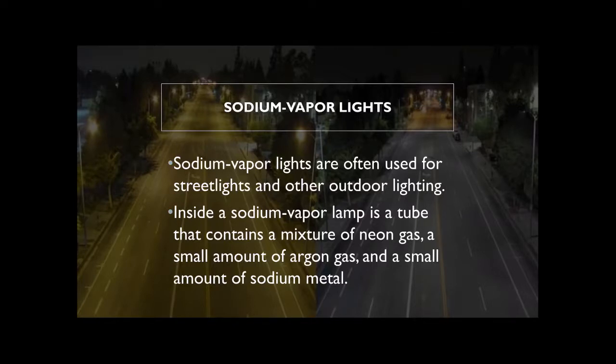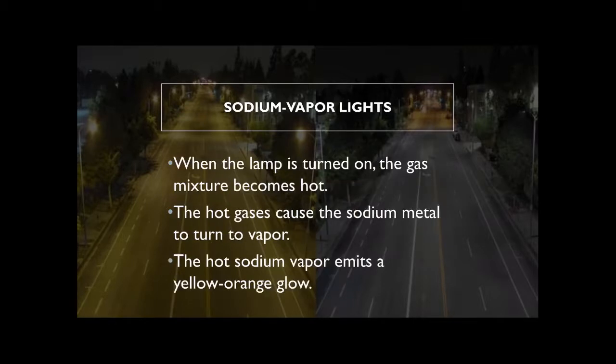Inside sodium vapor light, you usually have a tube that has a mixture of two types of gases. It's usually neon and argon gas, and then they also have some sodium metal inside of there. This combination allows for you to see the visible light that we can see on the side of roads.